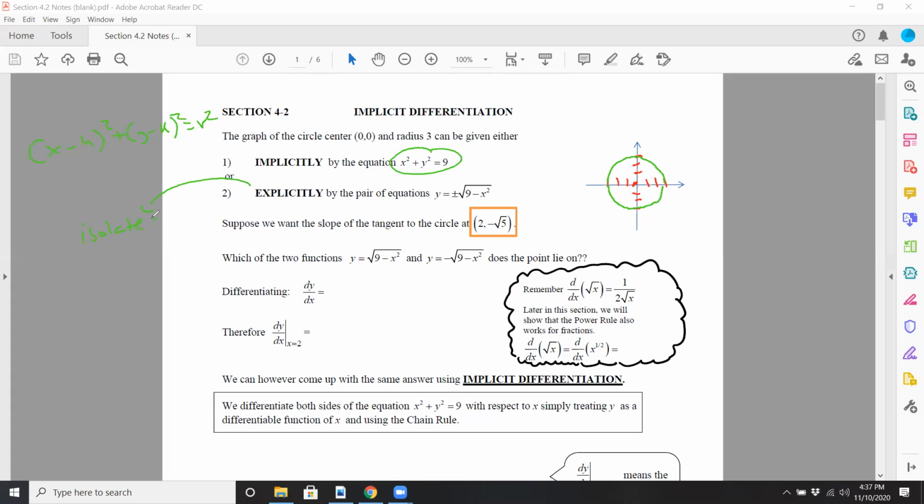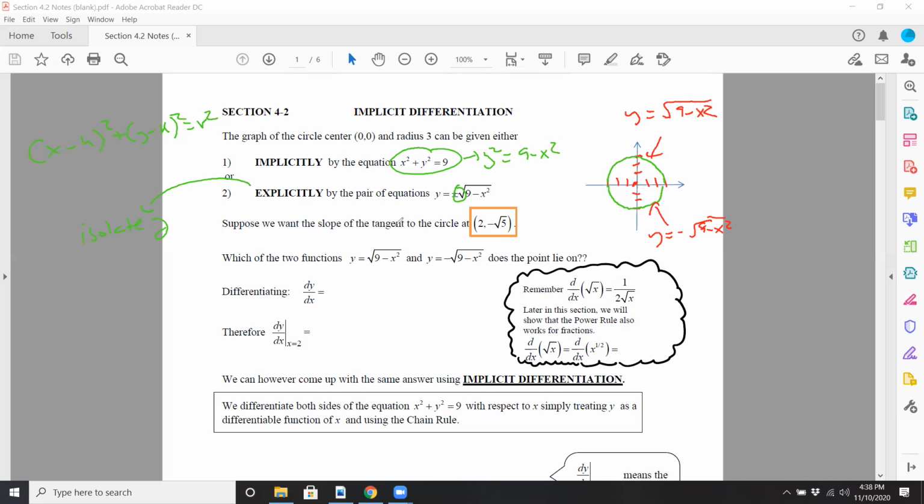If I isolate y, that's real easy to do. Just move x squared to the other side and square root both sides. When you square root, you have to put a plus or minus. So the top half would be y equals the positive square root of 9 minus x squared, whereas the bottom half would be y equals negative root 9 minus x squared.